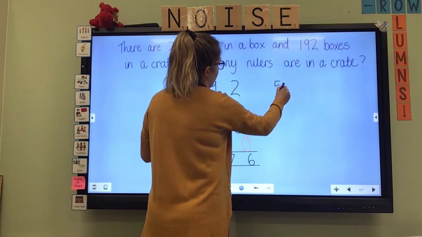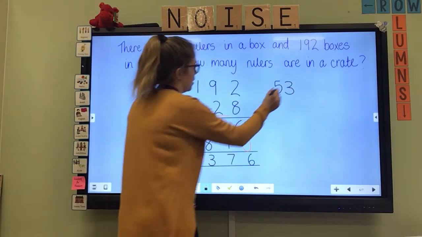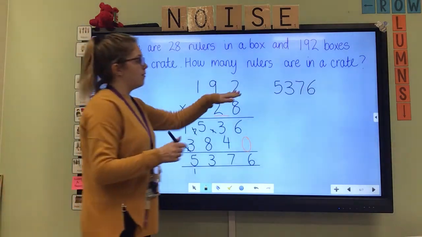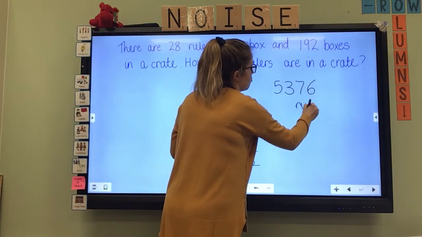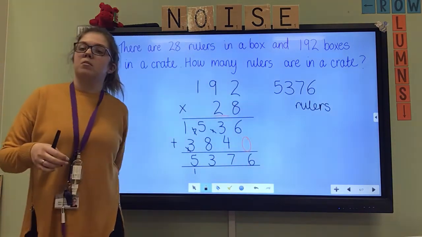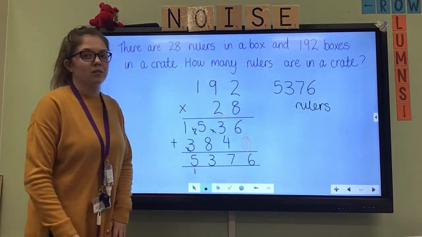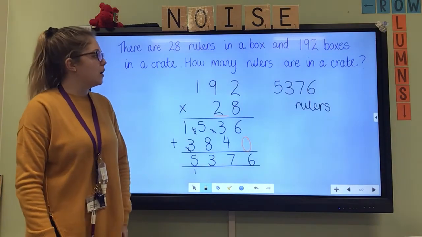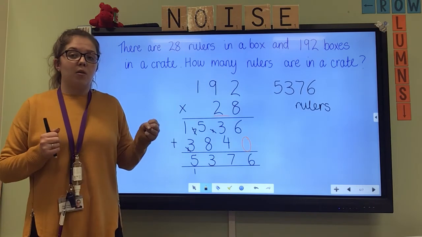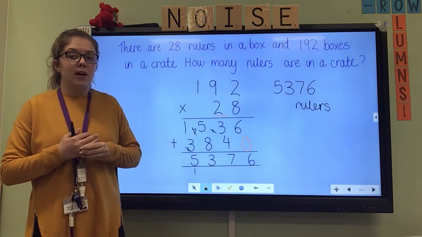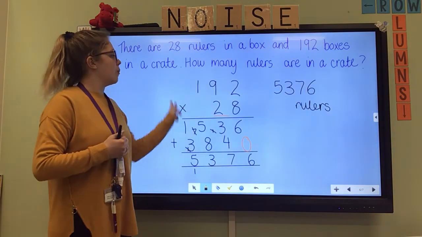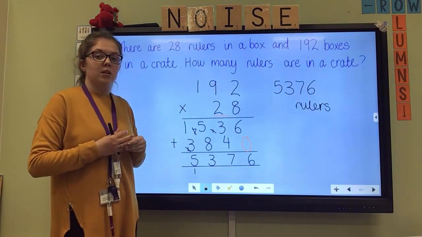Always important to refer back to your question when you're doing word problems to make sure if your answer doesn't give you it, make sure you say 5,376 rulers, for example. Because otherwise it could be anything. Unicorns, mince pies, bananas. My class know that we always like unicorns and bananas. So that is word problems. Just applying the long multiplication that we've been doing all week. You just have to pick out the numbers and work out the sum or the calculation you are doing.